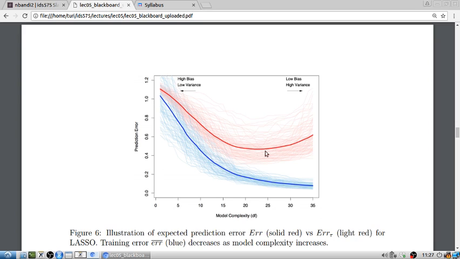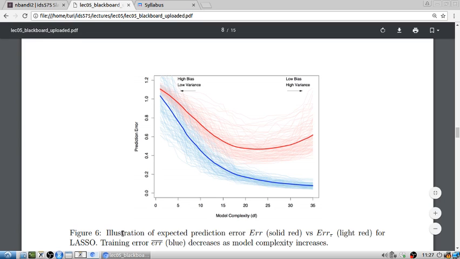This is kind of interesting because the choice of your lambda, or the choice of subset, is going to determine how your model is going to perform in the future, in the test data. So that's the key thing that you need to take away from this picture. There is a notion of bias and variance, which I'm going to just introduce now.